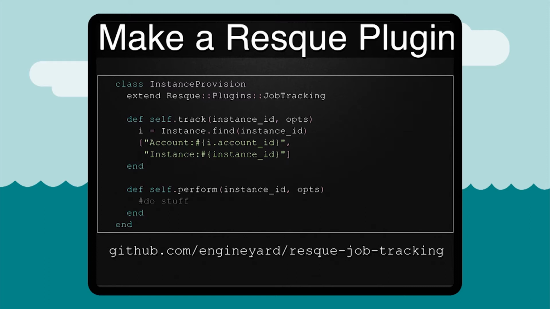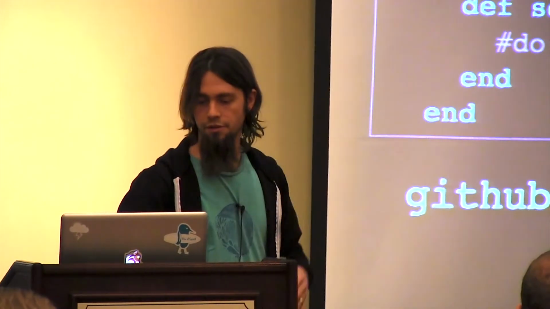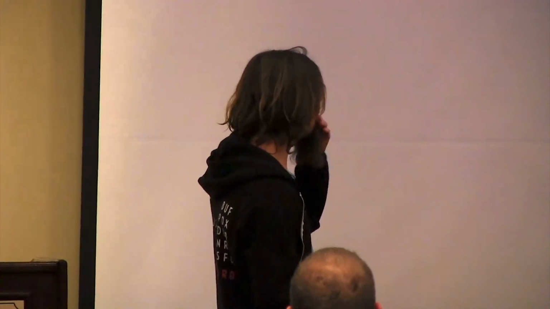And what that does is it lets you extract these identifiers to objects that are relevant to the job you're running. So for an instance provision job, the relevant objects are the instance and also the account, which customer owns this instance, and maybe other things. And this will hit this during enqueue and during run and keep up to date what jobs are going on.